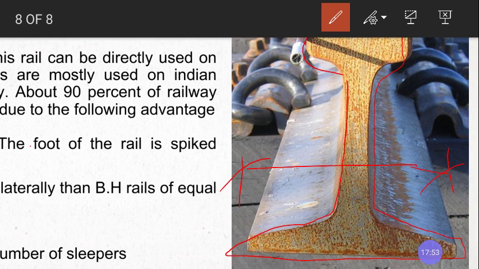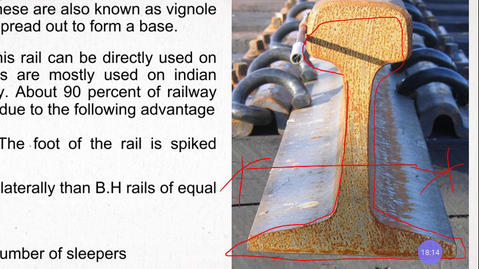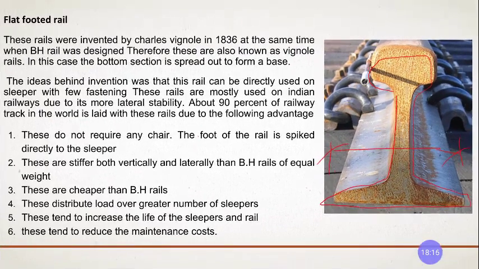So what has happened due to that? There is more stability with respect to the bull-headed rails and the double-headed rails. Also, we require fewer fittings and fastenings in the case of flat-footed rails, and this is the most used rail nowadays. We don't use any other type of rails. We use only flat-footed rails.